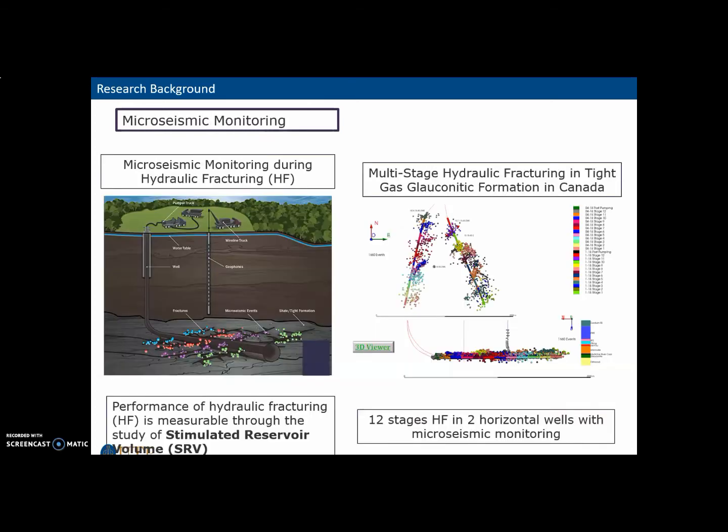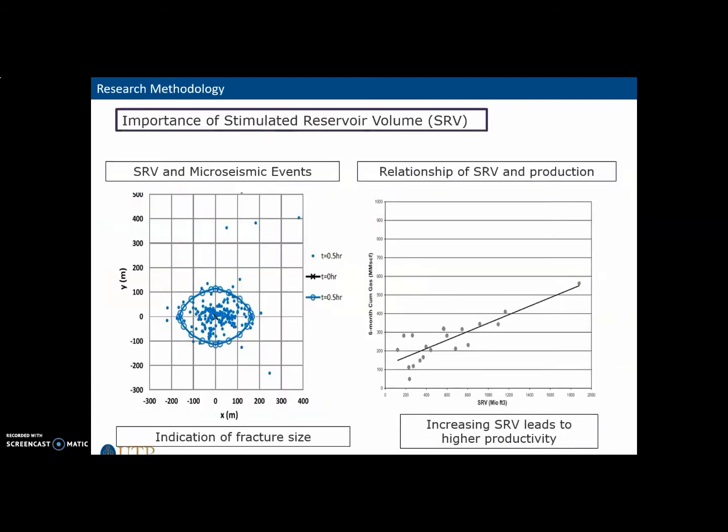To measure the efficiency of the hydraulic fracturing operation, a method called microseismic monitoring is used, where the microseismic events data is translated into stimulated reservoir volume, or SRV, which is the area of the reservoir being fractured that creates conductivity. The figure on the right is the real figure from a microseismic events data captured in this case study of the project, which is in Alberta, Canada, which include 12 stages of hydraulic fracturing.